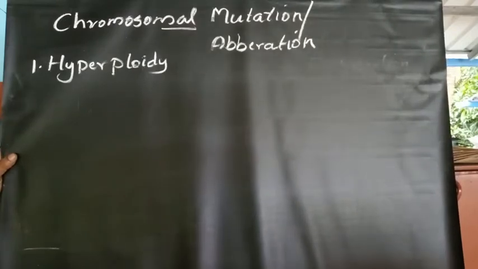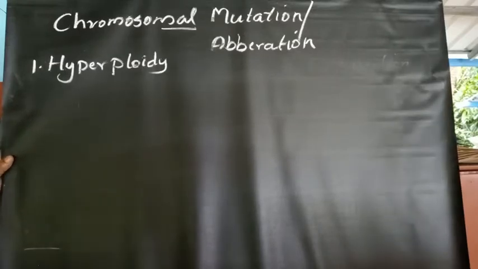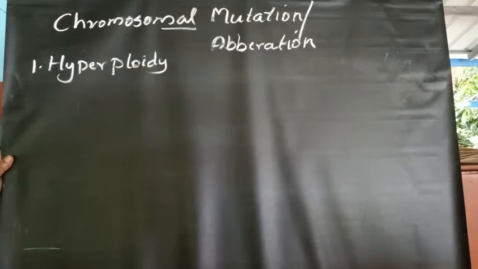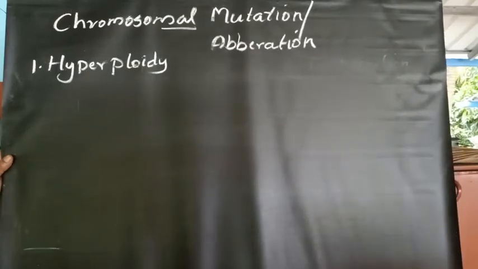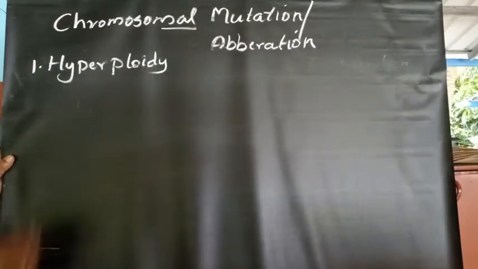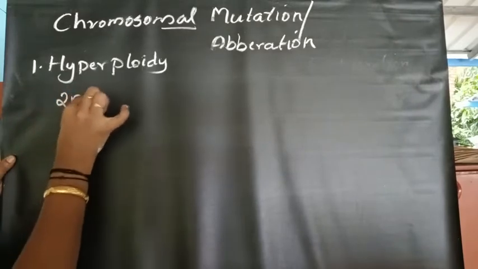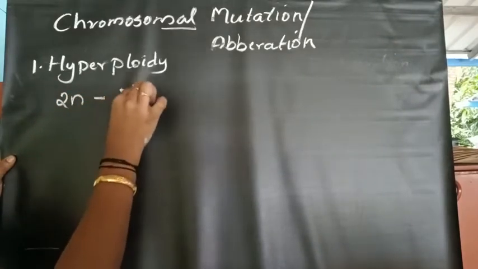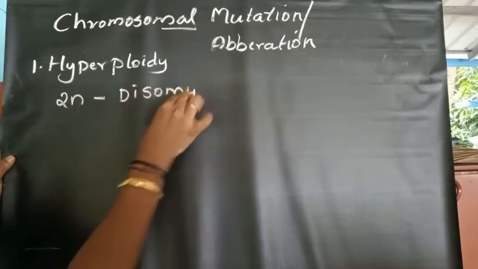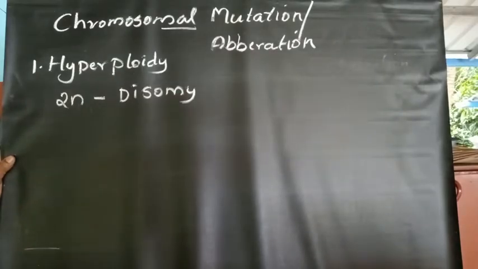Addition of one or more chromosomes to the diploid set is called hyperploidy. The diploid set of chromosomes is represented as disomy, that is 2n. 2n is the diploid set, and we will call that condition disomy.